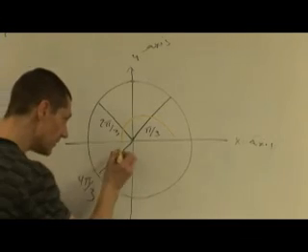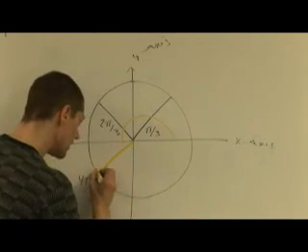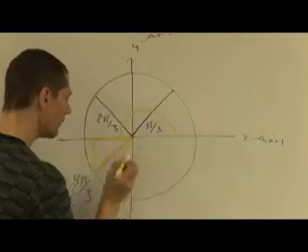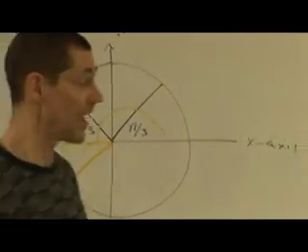However, what we're going to do is we're going to be using this triangle to figure out all of these identities.